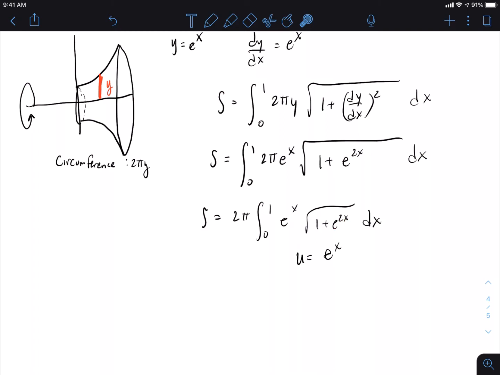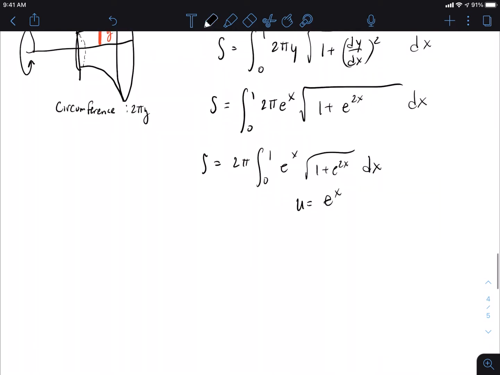Because, just so it's clear to you, it's S equals 2 pi integral from 0 to 1 of e to the x root of 1 plus e to the x squared dx. It's this e to the x that I'm going to use. So when I do the u sub, I'm going to end up with e to the x dx, but I'm going to have inside here 1 plus u squared.